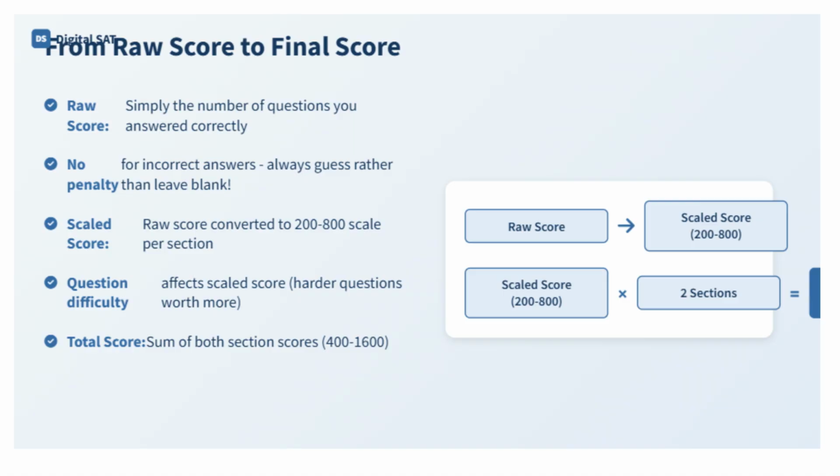Now let's talk about how your raw score is converted into your final score. Your raw score is simply the number of questions you answered correctly. A key point here is that there is no penalty for incorrect answers. This means you should always guess, rather than leave a question blank. This raw score is then converted into a scaled score, on a scale of 200 to 800 for each section. The difficulty of the questions you answered affects this scaled score, with harder questions being worth more. Your total score is the sum of both section scores, ranging from 400 to 1600.